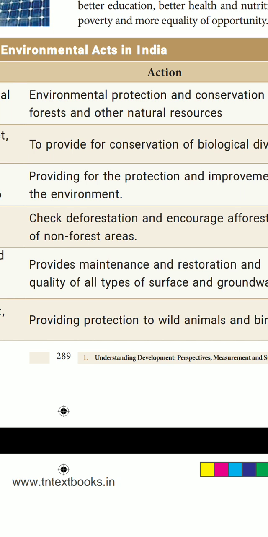What do they want to do? What was the action for this act? They want to protect the environment and they want to conserve the forest and other natural resources.